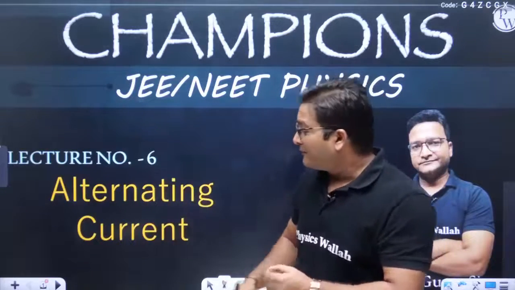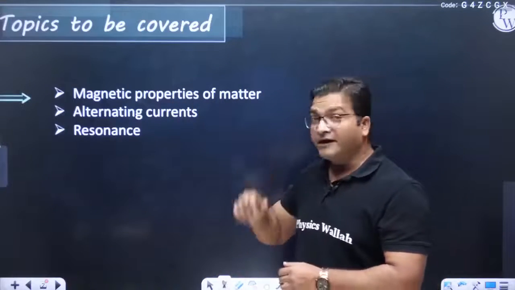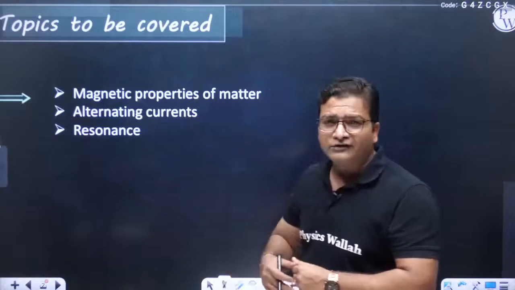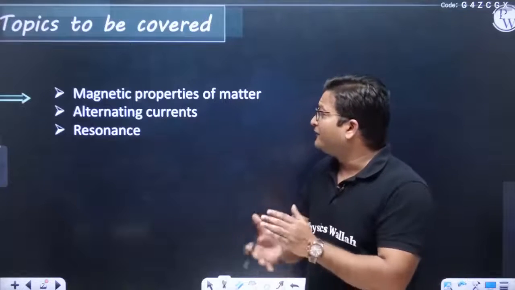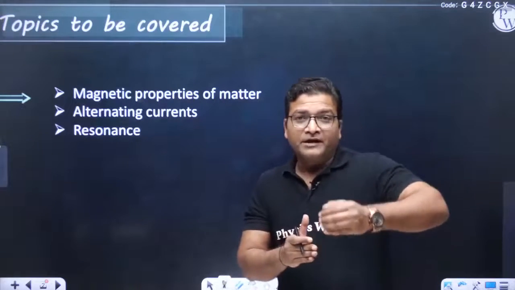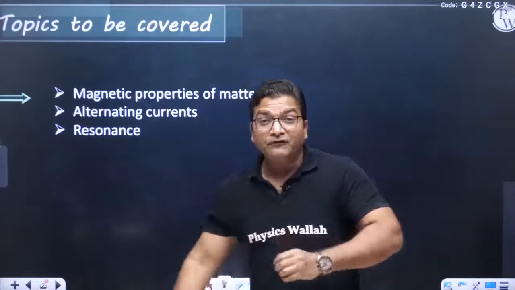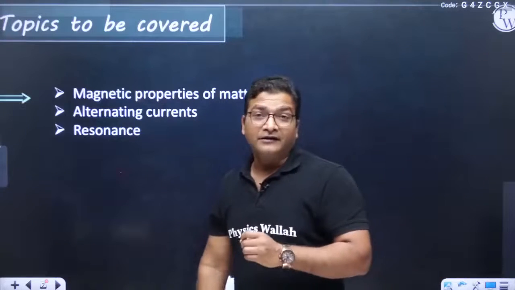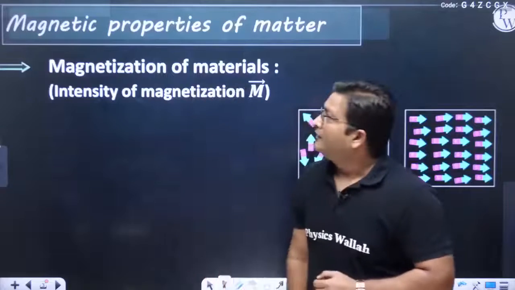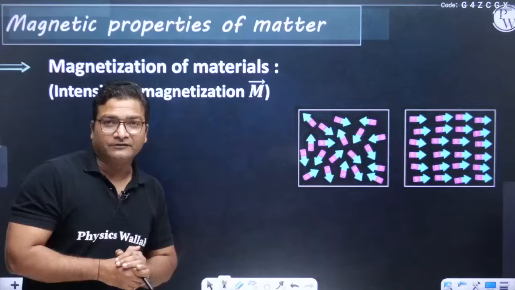Before starting alternating current, we will learn about the magnetic properties of matter. Then we will start discussing alternating currents, all the parameters of alternating current, all the practical benefits of alternating current, and then we will learn the concept of resonance in alternating current circuits. So let's begin. We will start learning the magnetic properties of matter first.